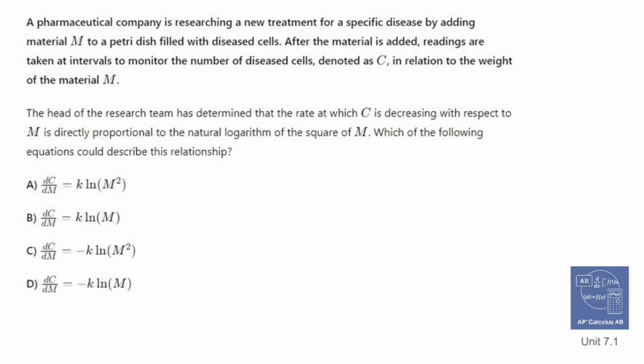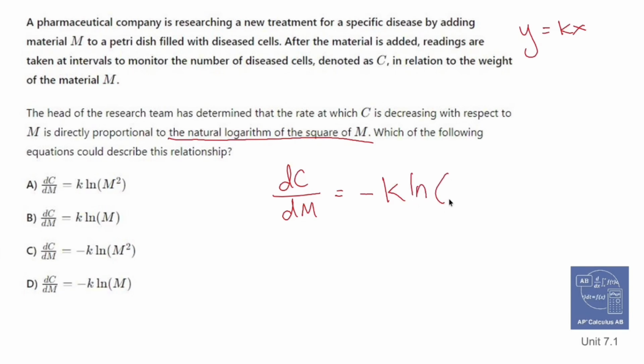All right, well, we've got first off, rate. Rate of C with respect to M is this. They care about when C is decreasing, so it's going to be negative. Since it's directly proportional, keep in mind directly proportional is usually in this form. You learned that back in Algebra 1. So we're going to have some arbitrary k, and it's times the natural logarithm of the square of M. So negative k ln of m squared.